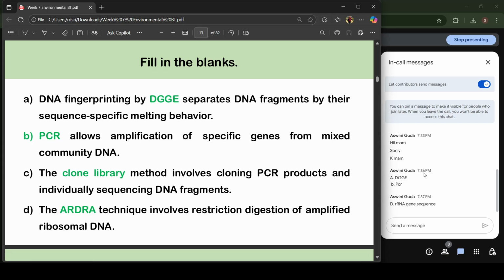In order to prevent the complete denaturation, we use a GC clamp in the DGGE method. A GC bond is a triple bond, so breaking that is a bit difficult. So we use a stretch of 35 to 40 base pairs of GC repeats at one end of the DNA to prevent complete denaturation of the DNA. Based on the fingerprint that we generate, we can compare it to the organisms and go for microbial community analysis. So the answer for the first question is DGGE.